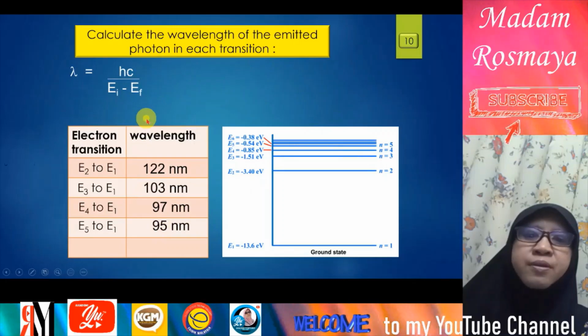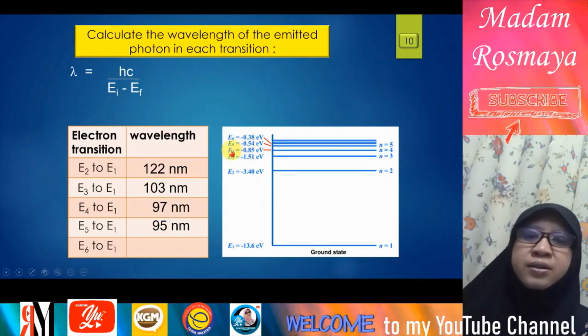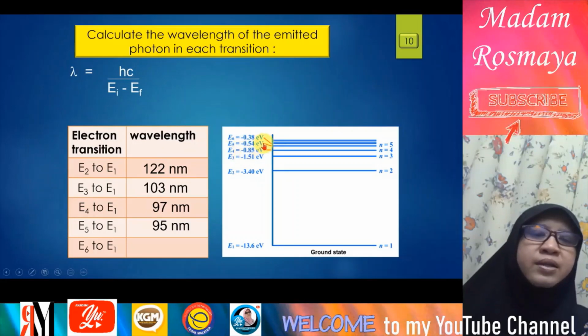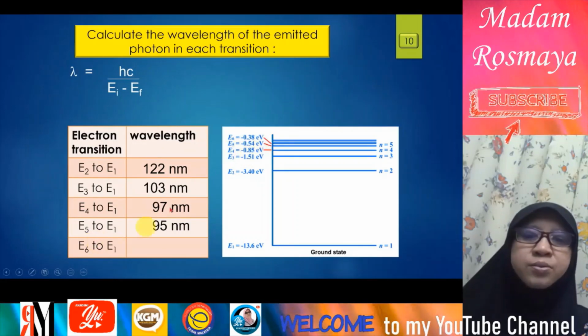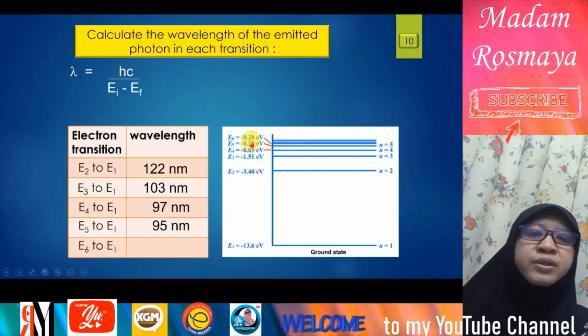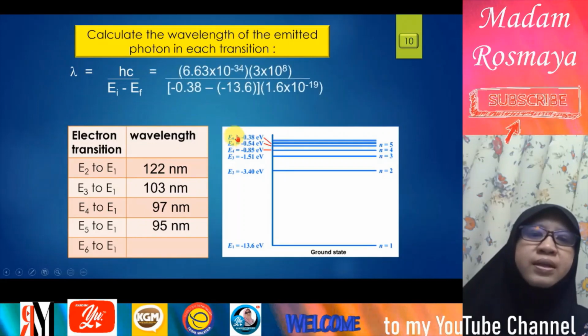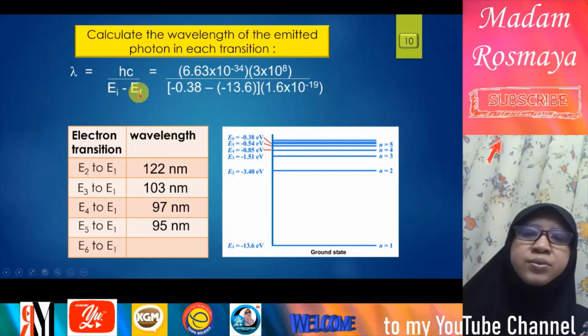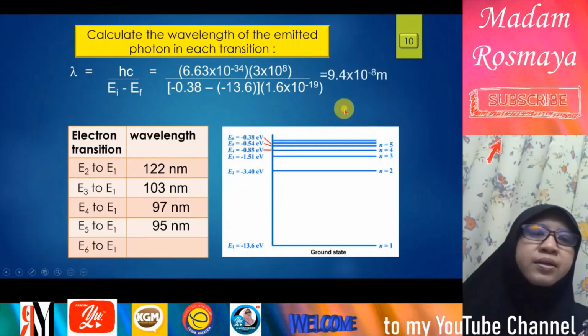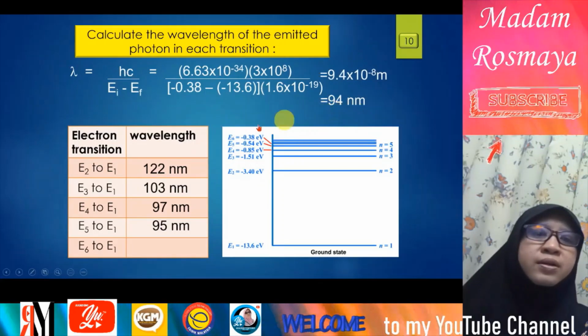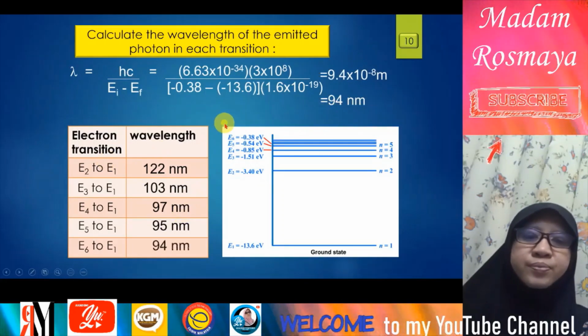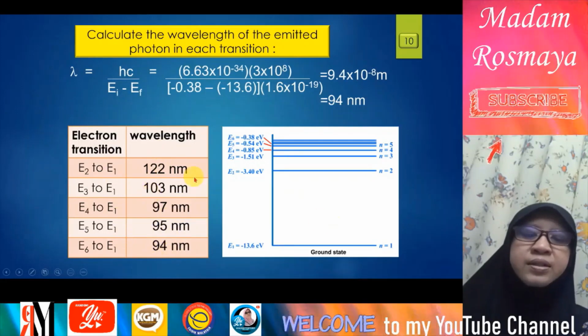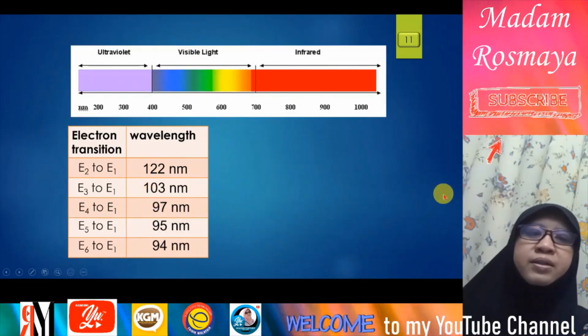And when the electron drops from 6 to 1, so 0.38 electron volt here, substitute into here. So it is 6 to 1. We get the wavelength emitted is 94 nanometer. So these are all the wavelengths emitted.